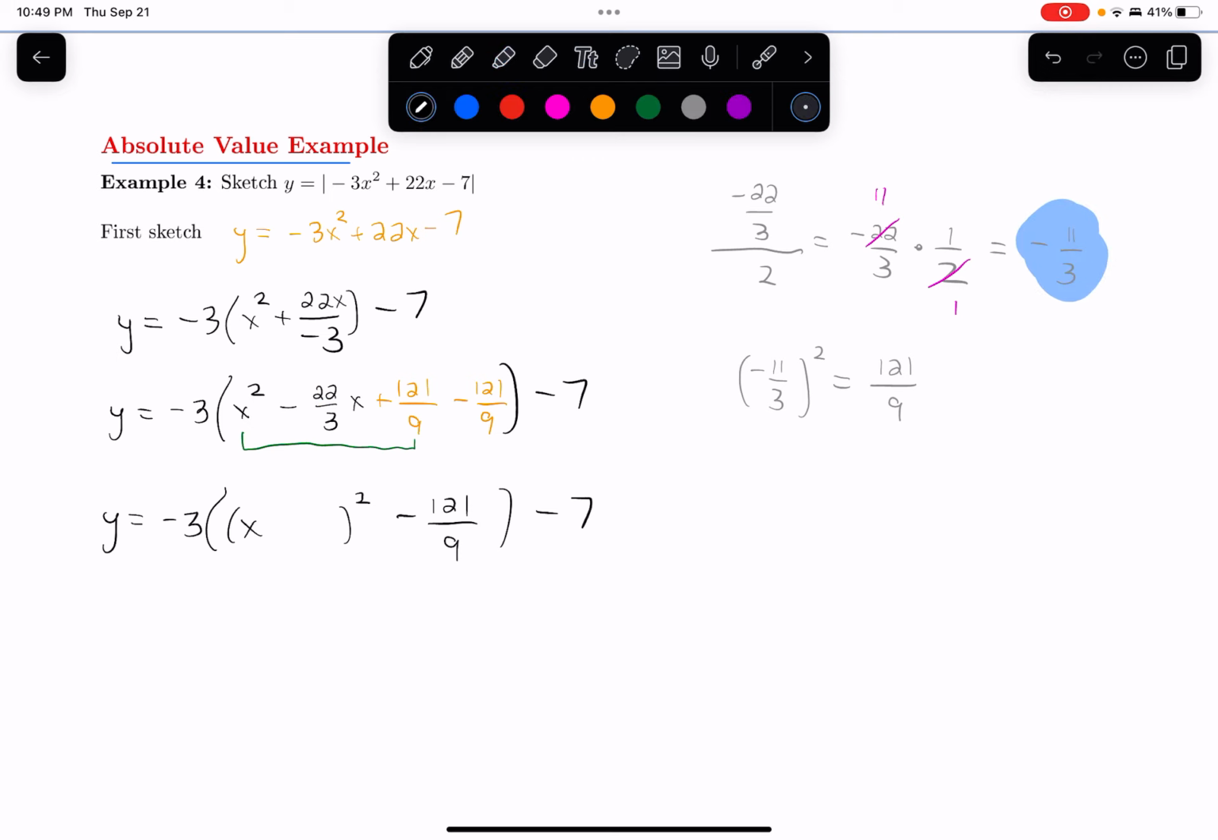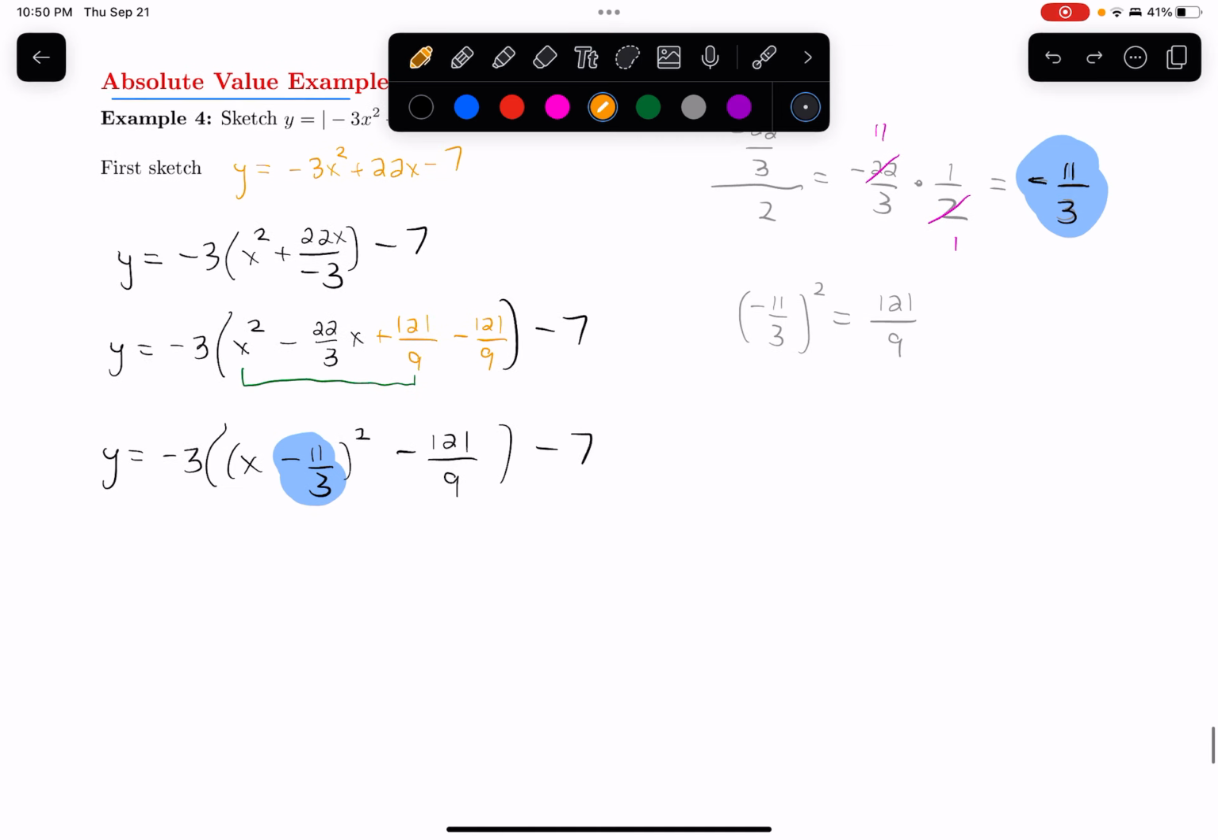So let me just color that in black so it shows up a little bit darker. Negative 11 over 3. So that is what goes here, negative 11 over 3. I'm also going to highlight that in blue. And if we were to check this, if we were to FOIL this out, it should match up and give me these three terms.